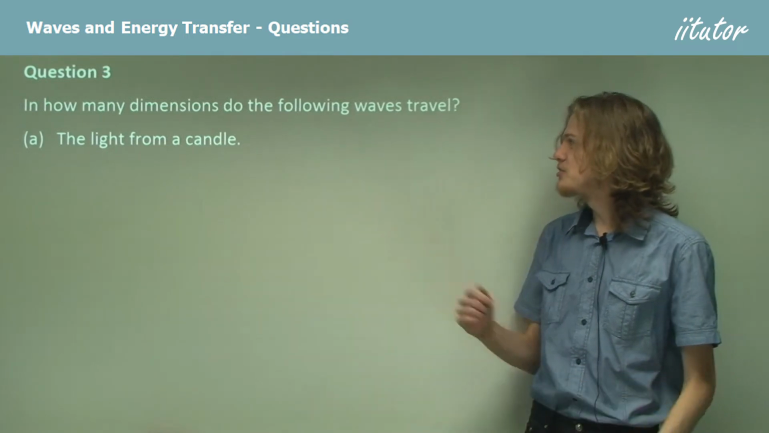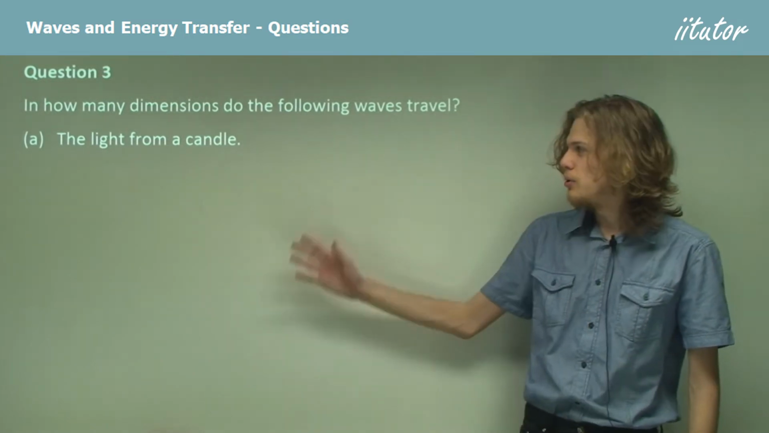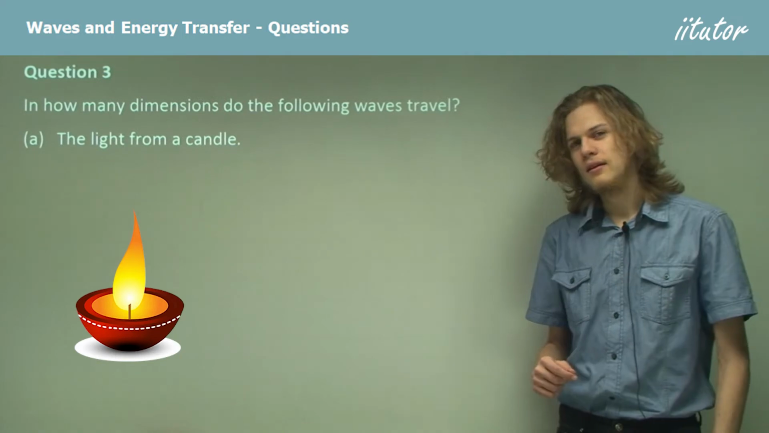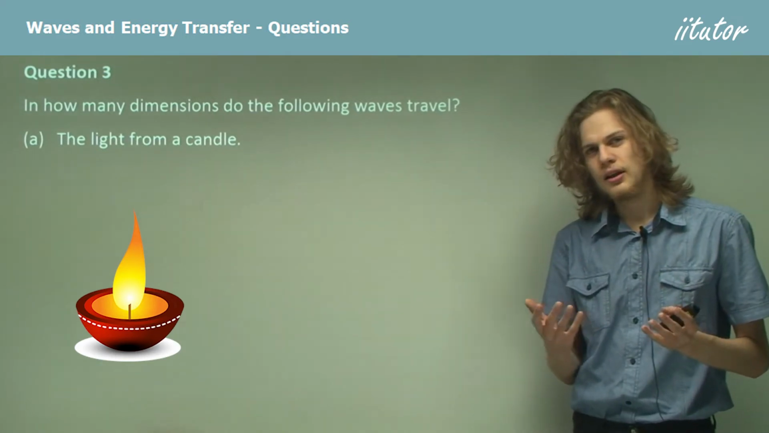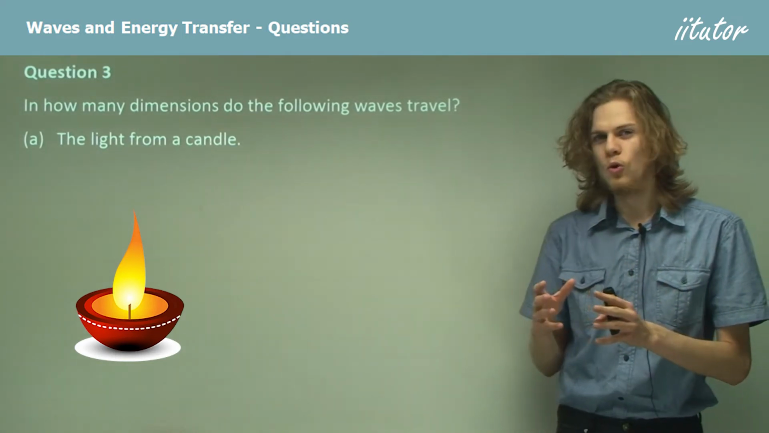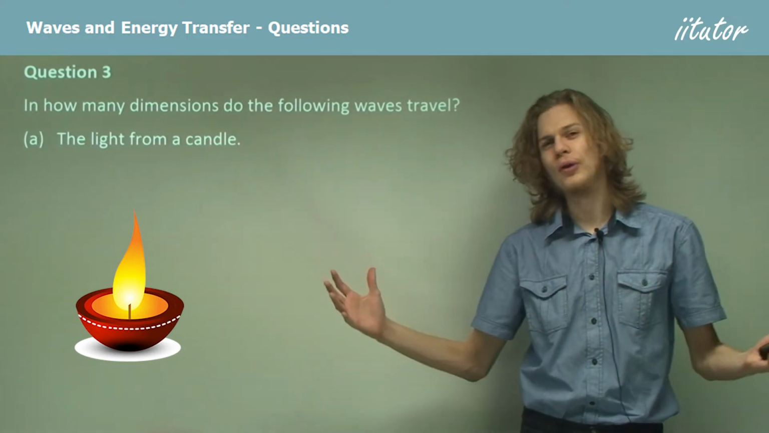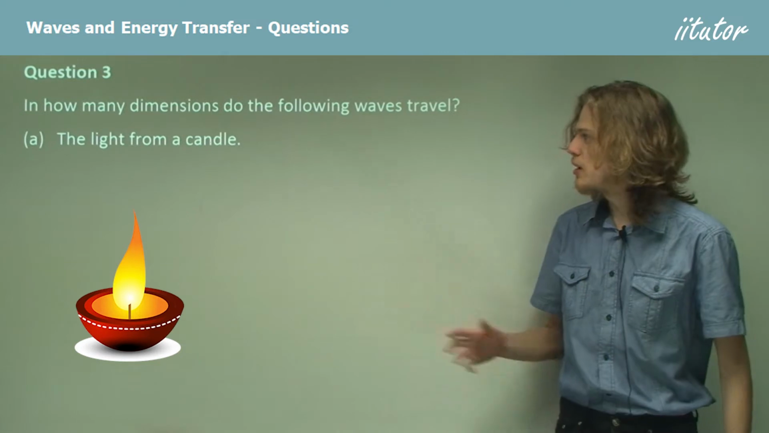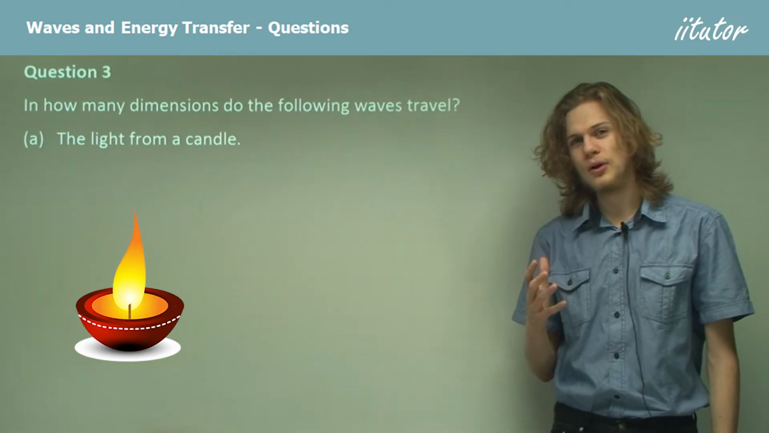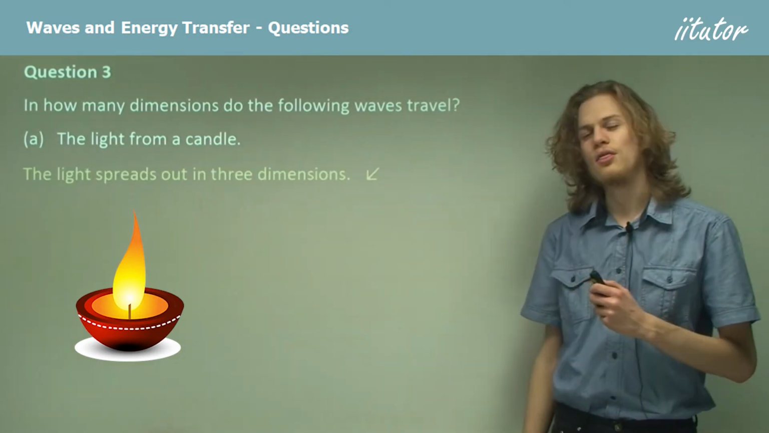Question 3. In how many dimensions do the following waves travel? Part A, the light from a candle. Now, when we light a candle, can we see it from only one direction? Or can we see it from just a single plane? Or can we see it from all directions? The answer, of course, is that we can see the light from every single direction, and therefore, it's a three-dimensional wave.